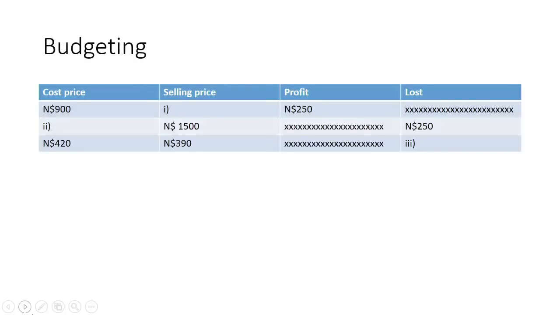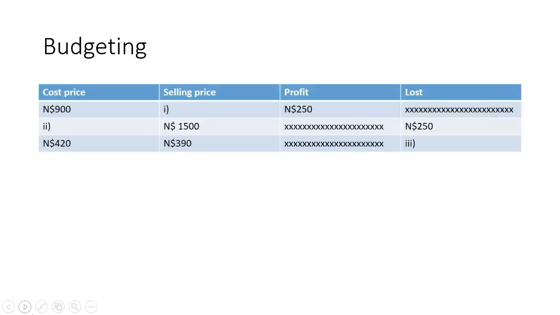Now, budgeting. Let's look at budgeting. For example, you are asked to calculate the value of profit and loss and so on. Sometimes they give you a table and they say you must complete the table. Now, the cost price is 900, for example. They are asking for the selling price. And the profit that the person has made is 250.